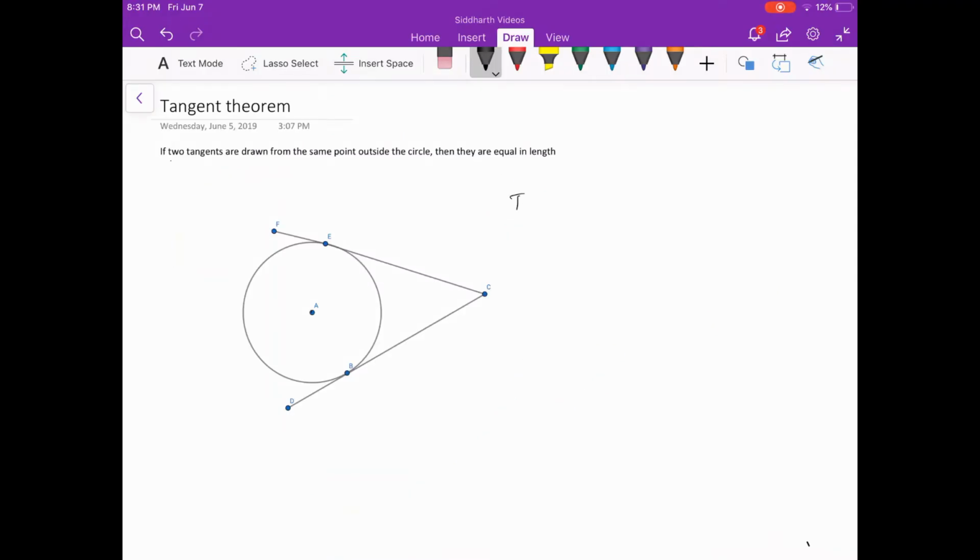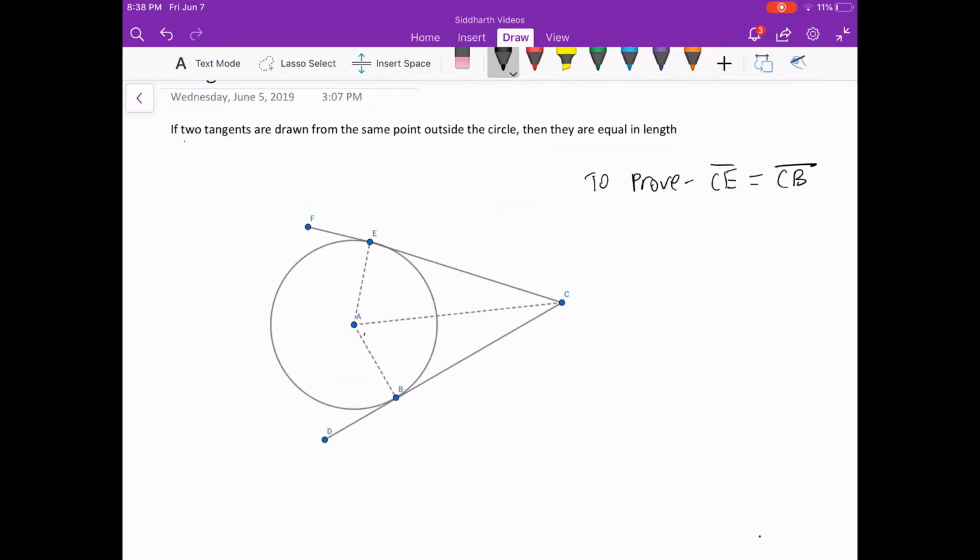We need to prove that side CE equals CB. In order to do this, let's connect the center of the circle A to points E, B and C. We know that any line from the center of the circle connecting to a tangent always intersects at 90 degrees. So, triangles CEA and ABC have to be right angle triangles. Because AE and AB are radii of the circle, they have to be equal. And AC is a common side.